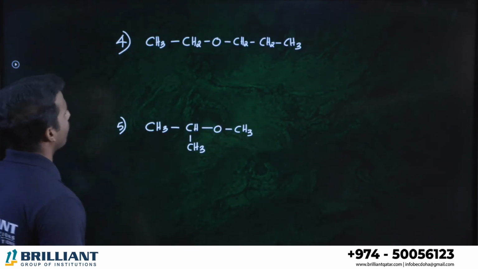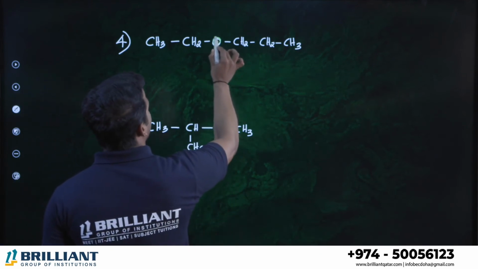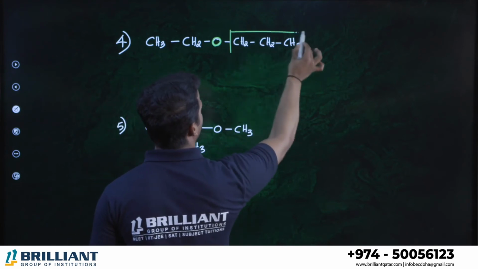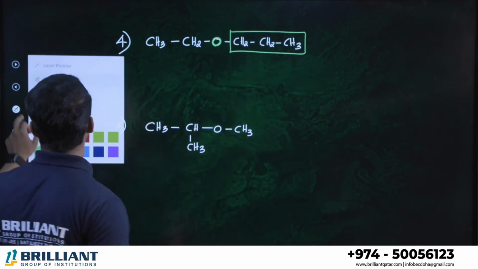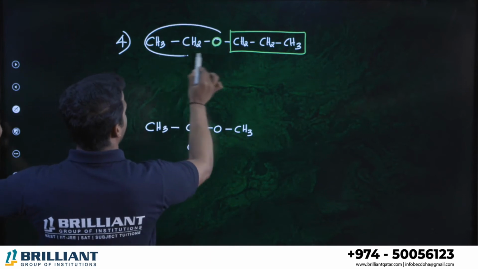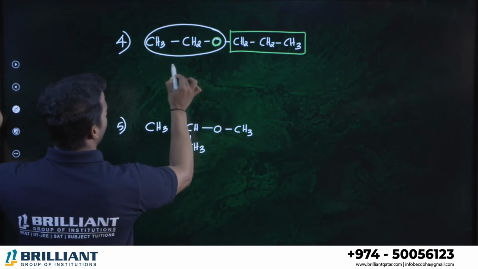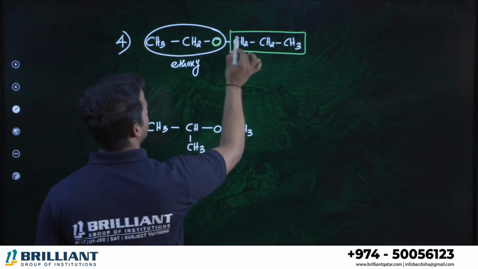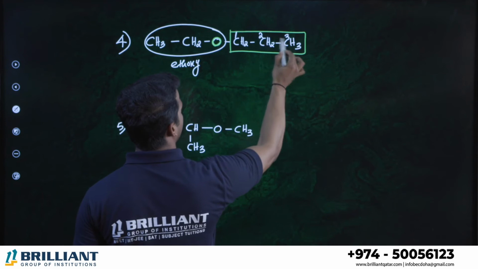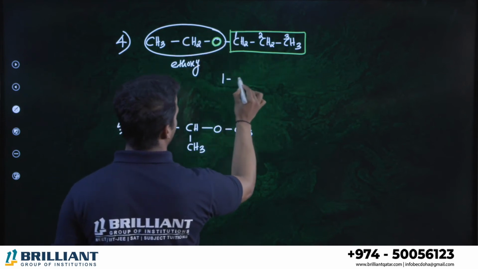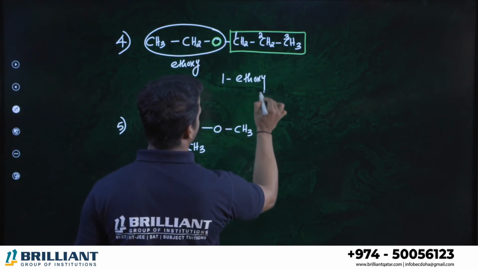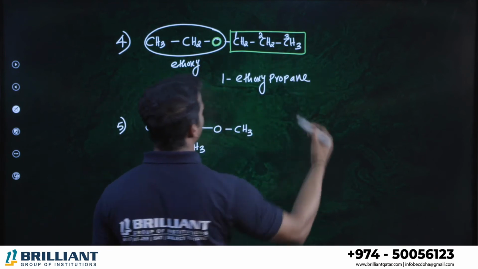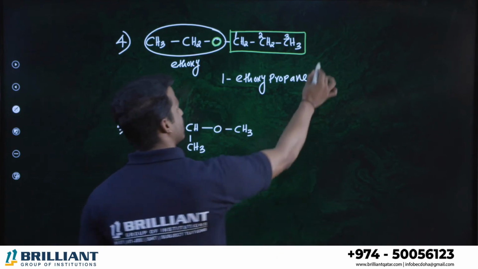Question number 4. This is the oxygen atom of the ether. Left side 2 carbons, right side 3 carbons. Of course, our parent chain is the right side. This is the longest chain. The remaining part you can take as a branch or substituent. An ethyl group with oxy we call what? Ethoxy. The branch should get the lowest number, so numbering 1, 2, 3. First position ethoxy, so we say 1-ethoxy. What is the parent chain? 3 carbons, propane. 1-ethoxypropane. Easy, right?